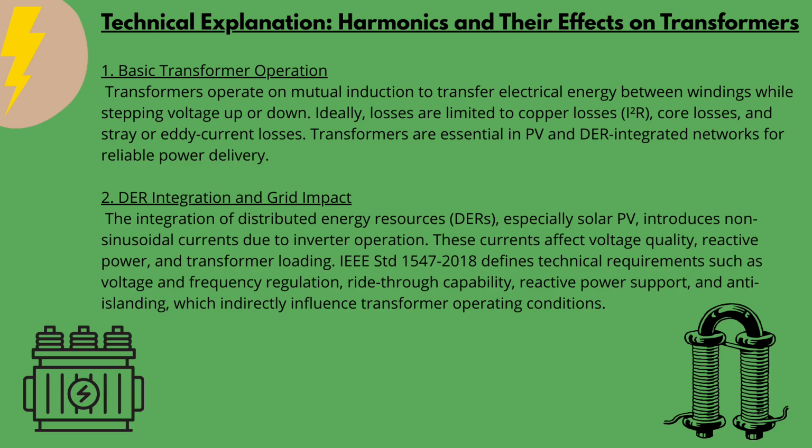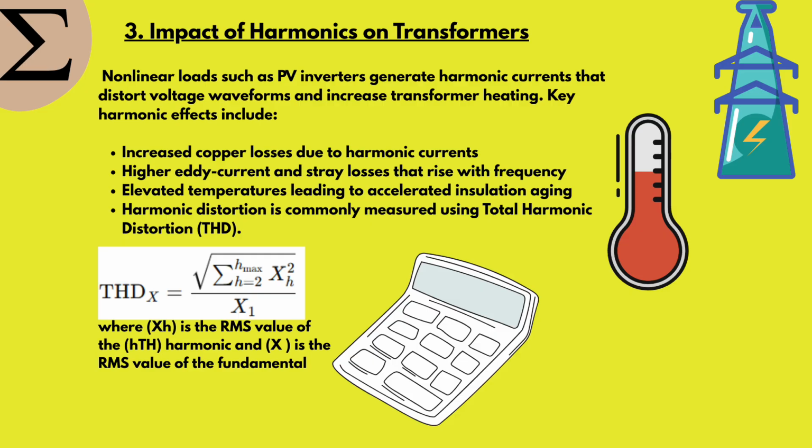A transformer works by mutual induction to transfer electrical energy and change voltage level. Normally, the main losses in a transformer come from copper losses and core losses. When distributed energy resources like solar PV are connected to the grid, inverter system produce non-sinusoidal current, also known as harmonics. These harmonics can affect voltage quality and increase transformer loading. Standards such as IEEE 1547-2018 help control this effect by setting requirements for voltage regulation, reactive power support, and system stability.